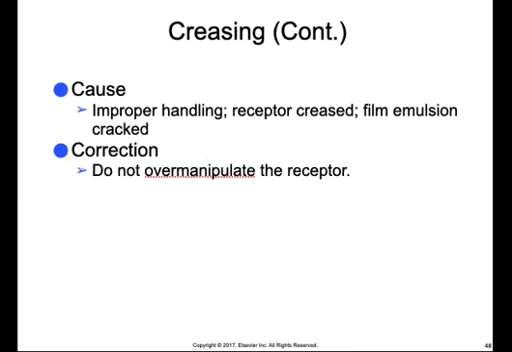The cause of this, again, is improper handling, or if the receptor is creased, or if the film emulsion is cracked. To correct for this or to prevent this, you want to avoid creasing. Do not over manipulate the receptor in an attempt to increase patient comfort. Instead, gently soften the corners of the receptor before placement.